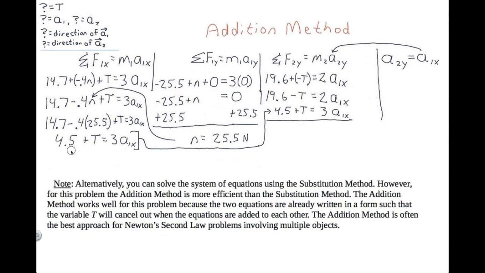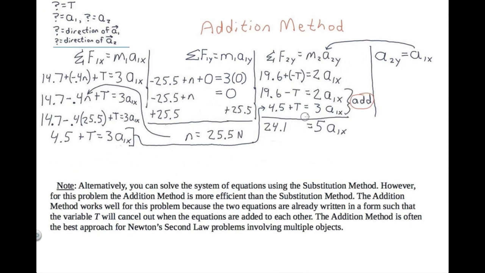Here's how it works. We take the Newton's second law x equation for mass 1, and we rewrite that equation here underneath the y equation for mass 2. Now we can add these two equations. When we add these two equations, the t's cancel out. That's the reason why the addition method is an efficient method for solving these particular equations. Now we have an equation in one unknown, so we can solve this equation for a1x.